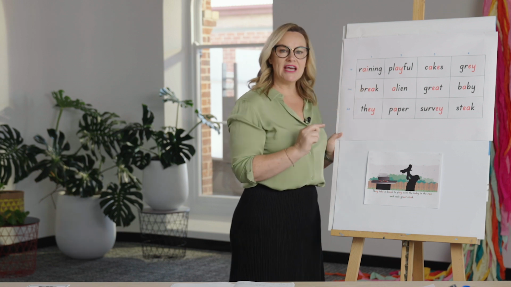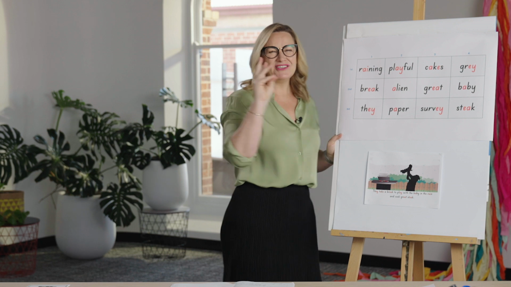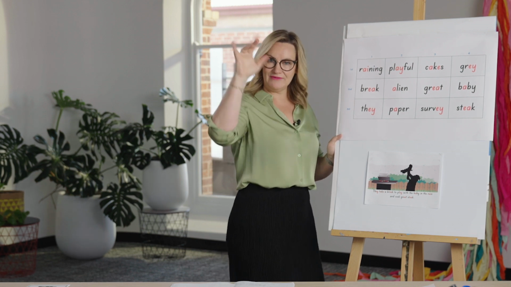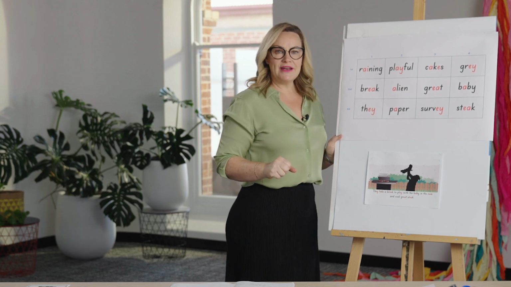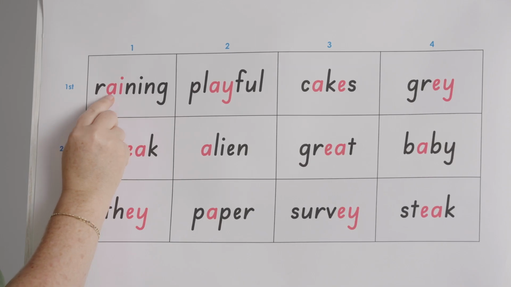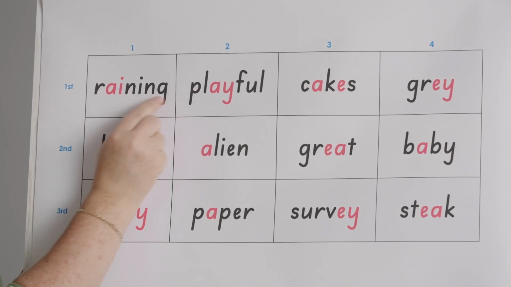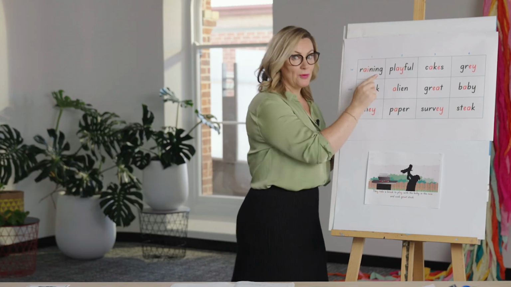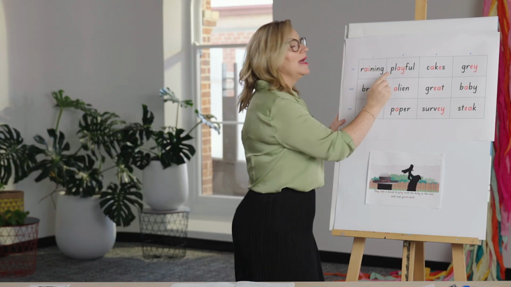We are going to tap and say first. Now remember, I can't do both at the same time. So you need to get your phoneme fingers up. And are you ready to go? Raining. R-A-N-I-N. Raining. I'm going to point. You're going to tap and say. Playful.